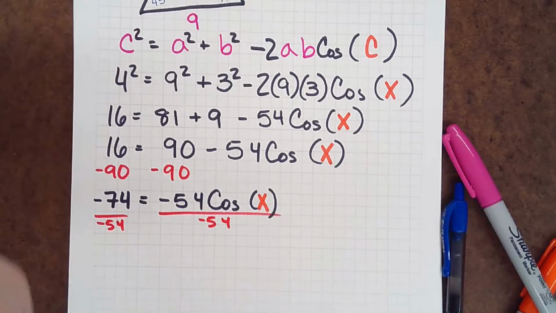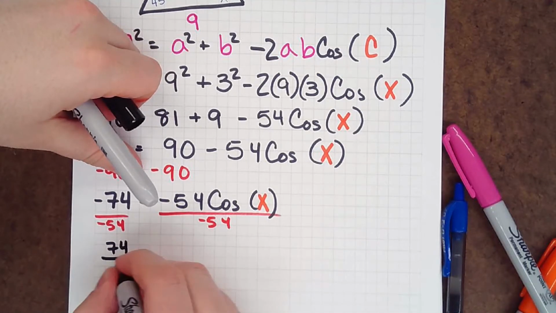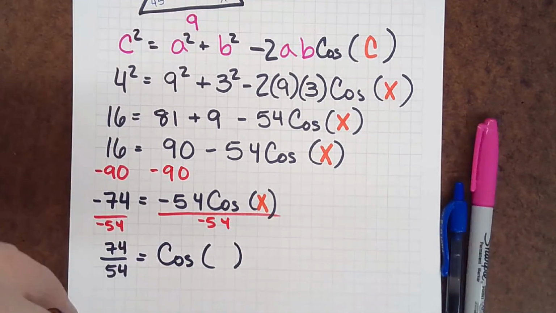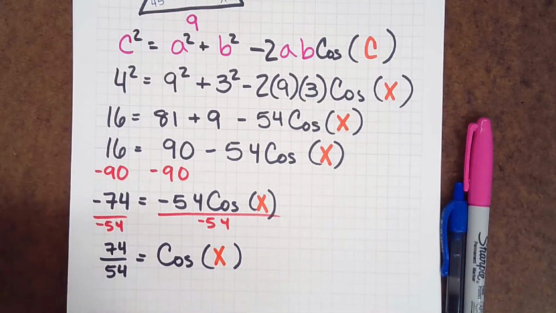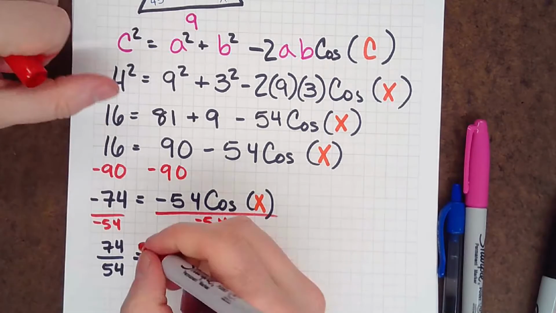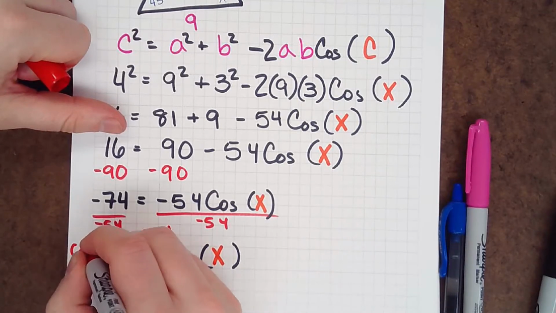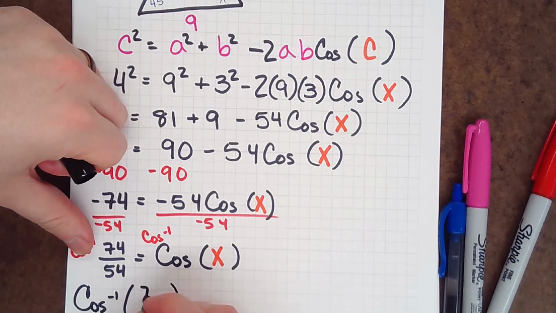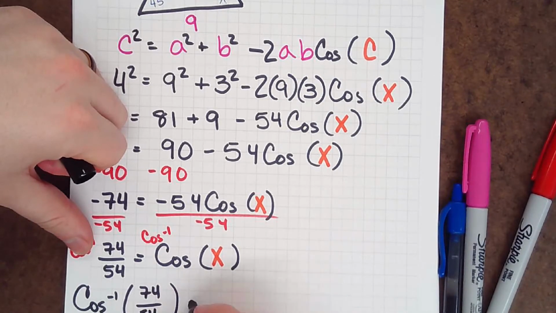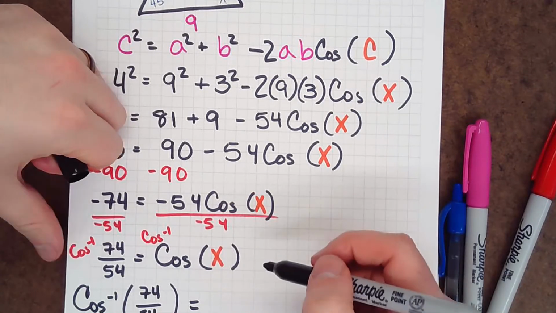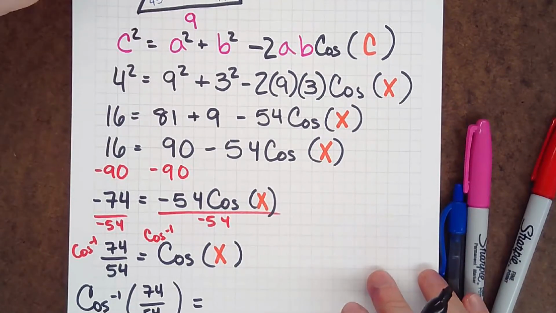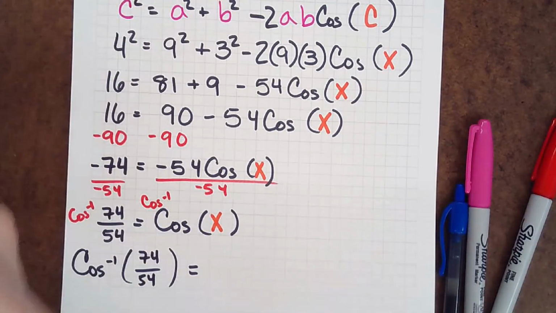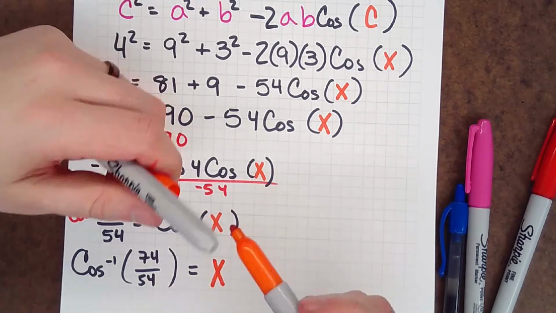Negative and negative make a positive, so I've got 74 over 54. We can reduce that later. And that's going to equal the cosine of angle x. So now what I want to do is cosine inverse to both sides. And when I do that, I get cosine inverse of whatever this fraction is, equals, well, these cancel because cosine inverse and cosine cancel. They are opposites, much the same way that positive 90 and negative 90 are opposites. They are inverses, and we get x all on its own. So we unwrap the cosine by using cosine inverse and got ourselves x.